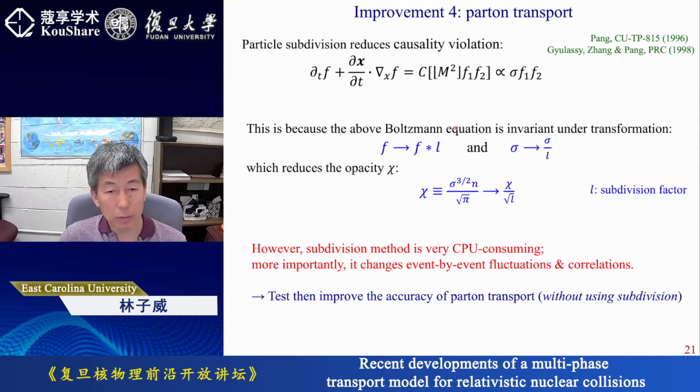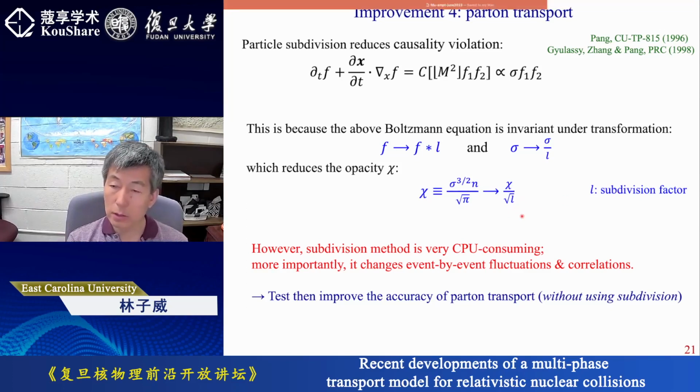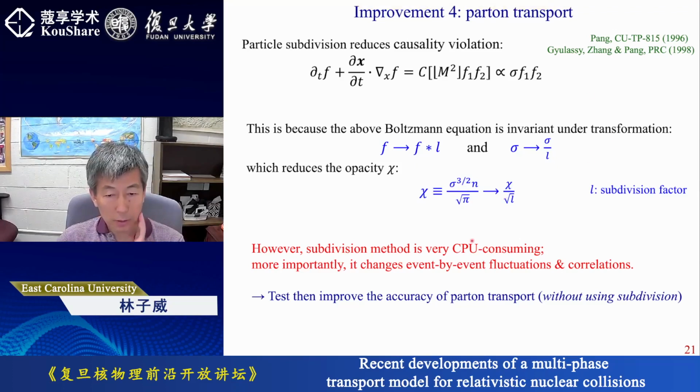However, if you look at the opacity parameter chi, it will be reduced by the square root of this L factor. This L factor is called the subdivision factor. And so it means that we can do the transformation, reduce the opacity, and solve the same equation. Because the opacity is reduced, the causality violation is reduced. And eventually, with a large enough L factor, we can remove the causality violation and get to the accurate result. So it's well known for a long time. However, there is a problem.